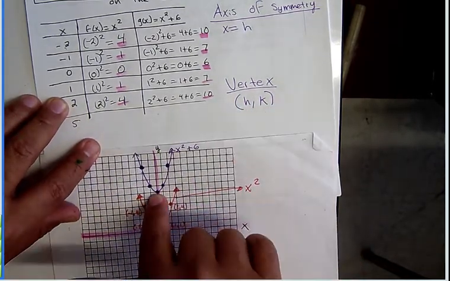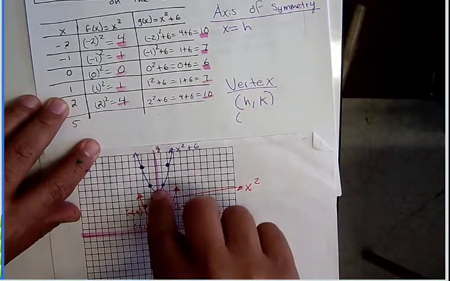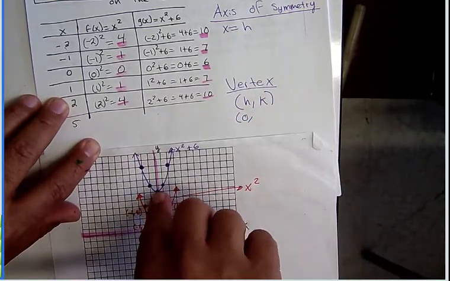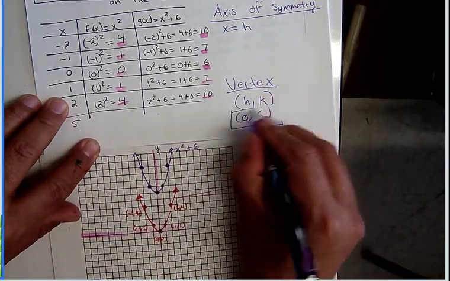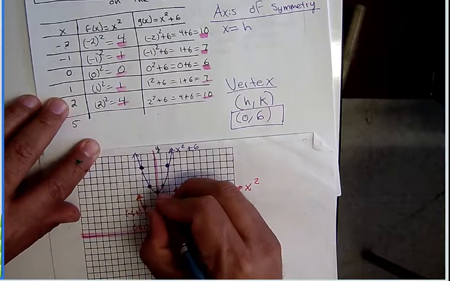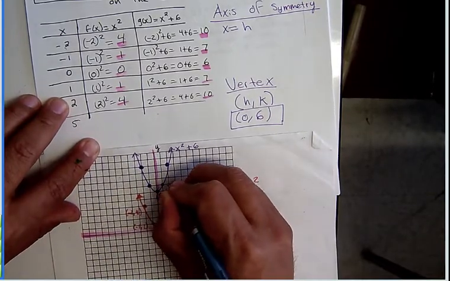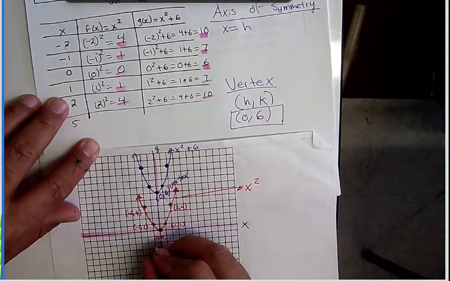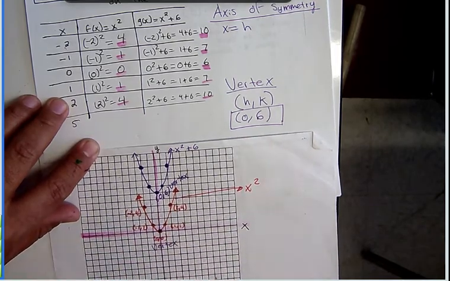It would be this dot where it turns. So it would be what? 0 and 6. That's the vertex of this graph, which is this dot here. 0, 6 is the vertex. For this one, it's obvious, this is the vertex for this one: the 0, 0.